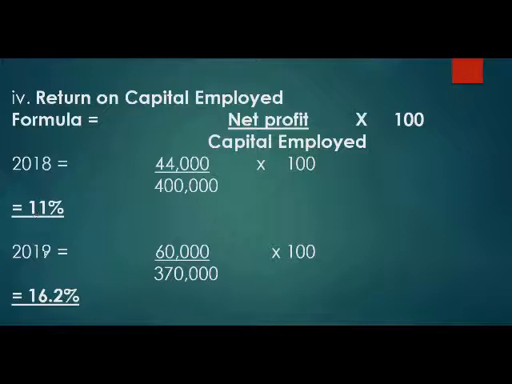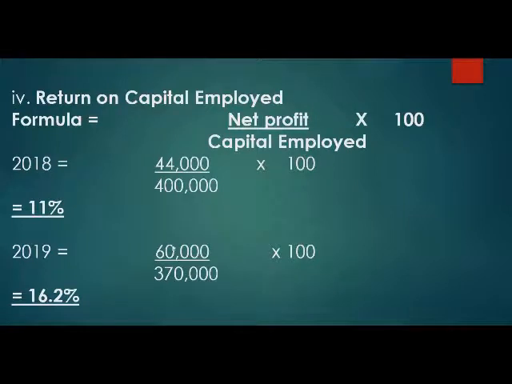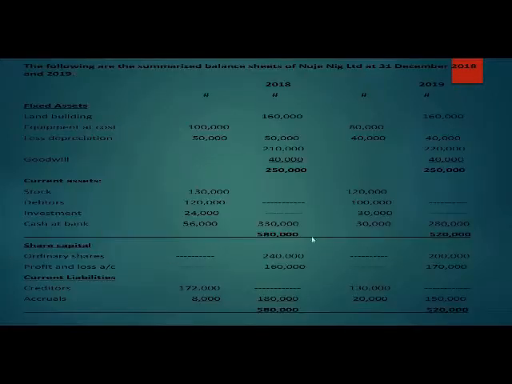The same thing will be applicable to 2019. In 2019, the net profit in the question is 60,000. You can see the 60,000 here. We replace the net profit with the 60,000. Then the capital employed will be ascertained in your balance sheet for 2019. Ordinary shares and your profit and loss account will give you your capital employed, which is 200,000 here plus the 170,000 profit and loss account. Automatically we have 370,000.